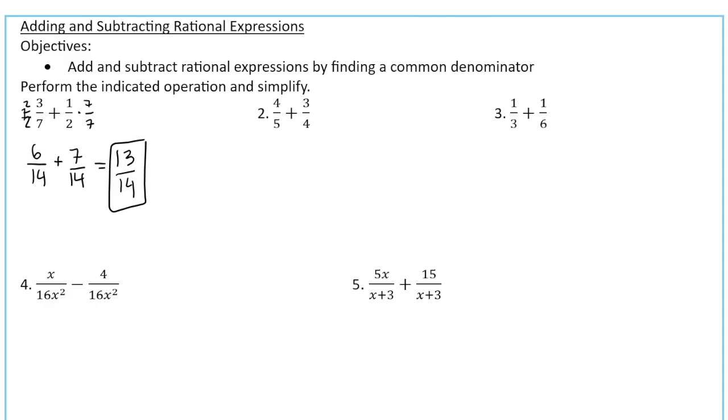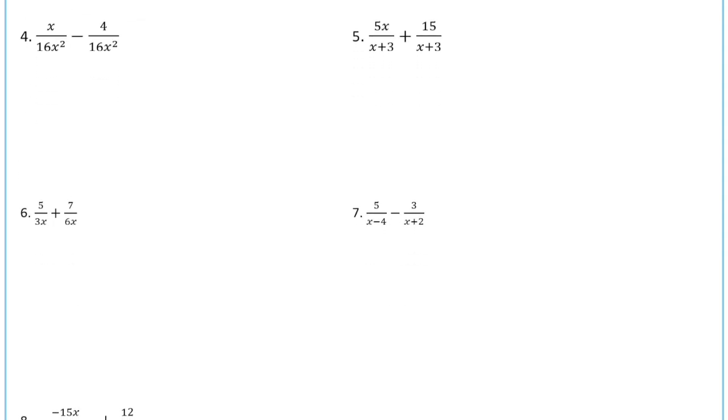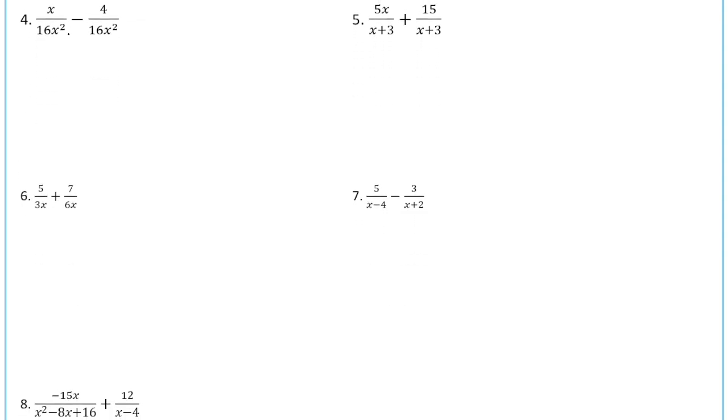All right, so let's jump into it. For number 4, I actually already have the same denominator, and I have some subtraction. Now obviously this looks a little bit more complicated, but we'll get through it. Because we have the same denominator, we can combine them into 1. I have x minus 4 over 16x squared. That's it. I've added them together.